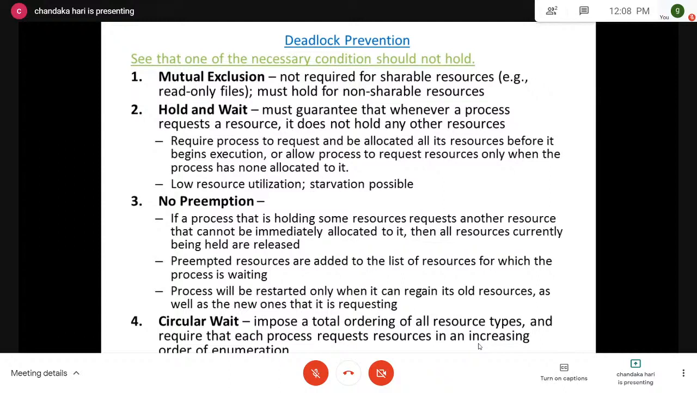But the situation is that whatever process you abort, in case it is an operating system process, the entire system is going to go down. That's why the circular wait solution is also not possible. That is, impose a total ordering of all resource types and require that each process requests resources in an increasing order of enumeration. That is circular wait. So this is not possible. We have been told some solutions, but the solutions are not practically possible. So my conclusion on deadlock prevention is about the necessary conditions which cause a deadlock.